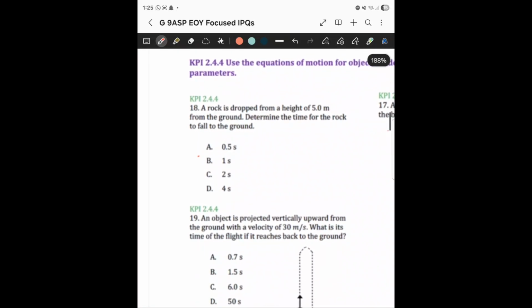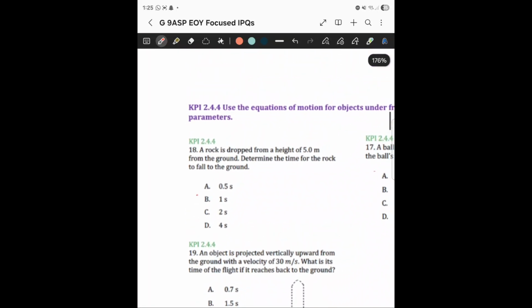A rock is dropped from a height. Determine the time it takes for the rock. Okay, so this is exactly the same as the previous stuff when we did these formulas. VF equals, VI equals, A equals, T equals, and X equals.